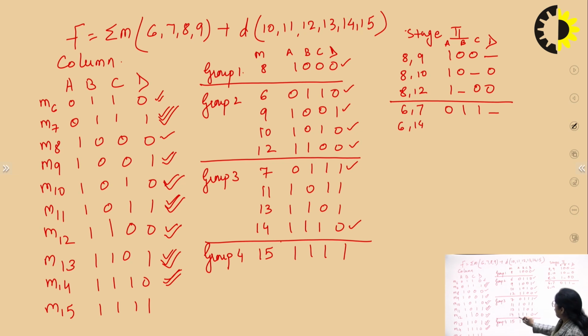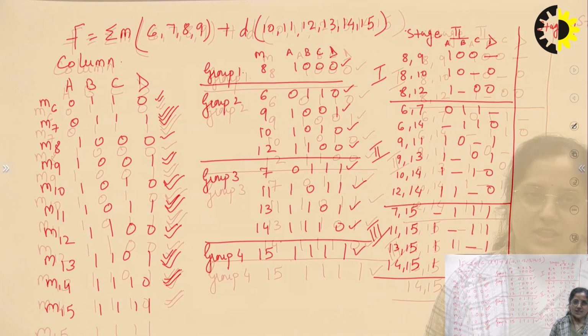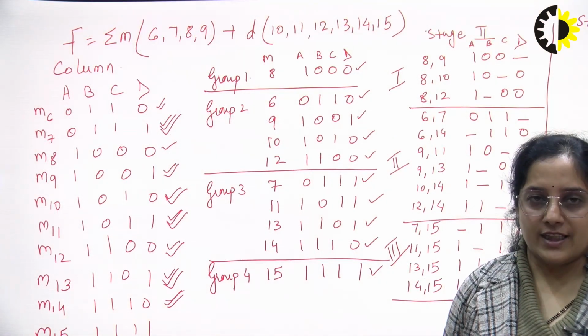You will also find that in the A position, one bit is different and the rest of the bits are the same, so I mark it with a dash and the rest I mark as the same as 110. Now with 6 we covered all the things. So from stage 2 we have to move to stage 3.